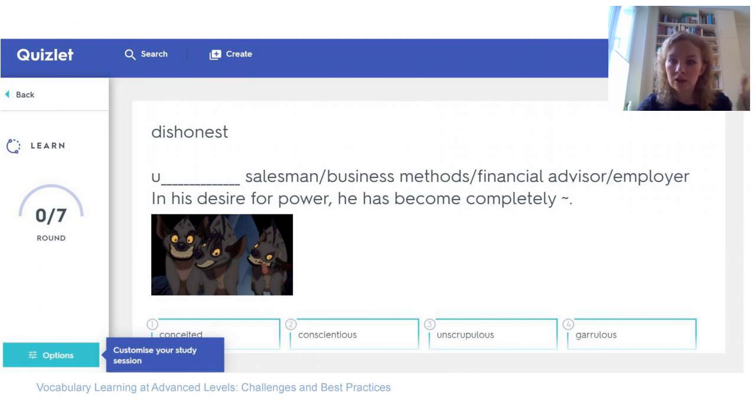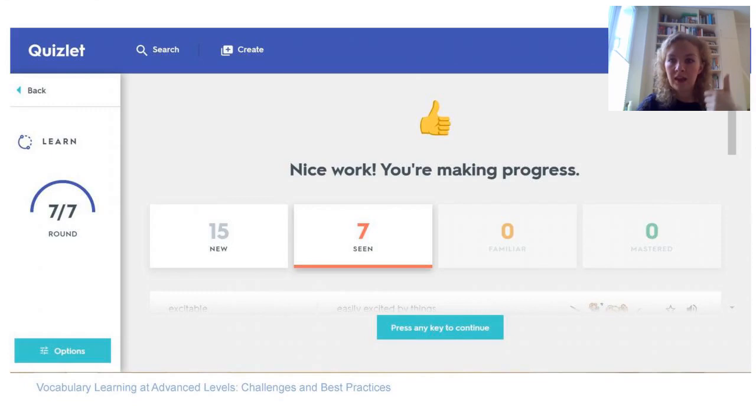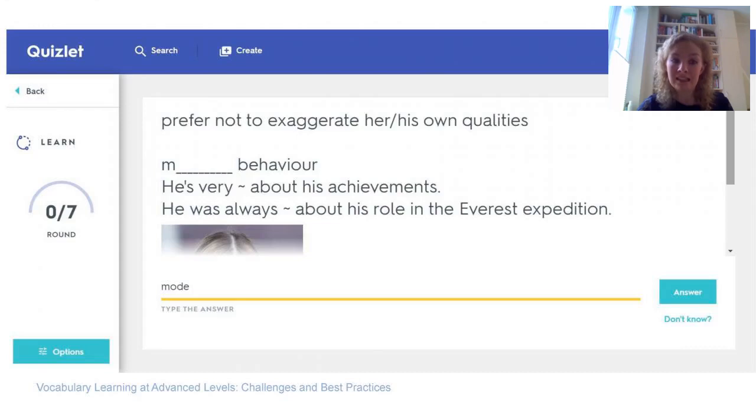And at the end of this micro set, they give you praise, yeah, and they say, you have seen 7 new words. There are 15 more to learn. And you have mastered none, because to master a word, you need to be able to type the word correctly. So it also focuses on your accuracy, yeah, on your spelling. And this is, for example, the next round. So I open the next round, and this time they ask me to type in the word that I have recognized in the previous set.